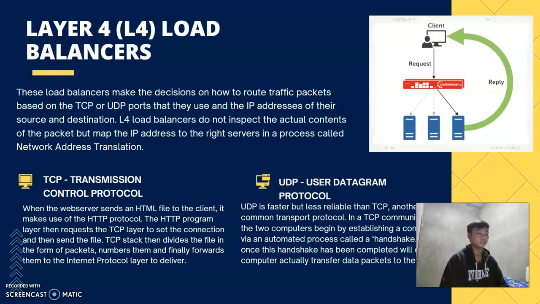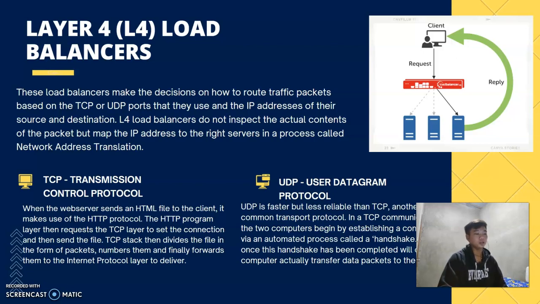So what are the differences between these two, TCP and UDP? TCP, Transmission Control Protocol: when the web server sends an HTML file to the client, it makes use of the HTTP protocol. The HTTP layer then requests the TCP layer to set up a connection and then send the file. The TCP stack then divides the file into packets, numbers them, and finally forwards them to the Internet Protocol layer to deliver.